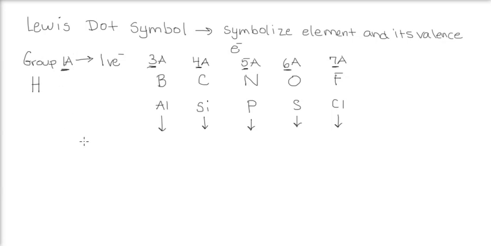So how do we symbolize these? Well, since we know how many valence electrons each element has, the way that these valence electrons are symbolized is by a dot. So this dot here symbolizes the valence electron of hydrogen. Since hydrogen only has 1, we write 1 dot next to hydrogen. It really doesn't matter where you place it, but we usually place it to the right of the element.